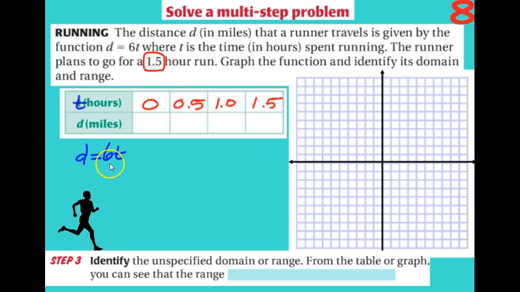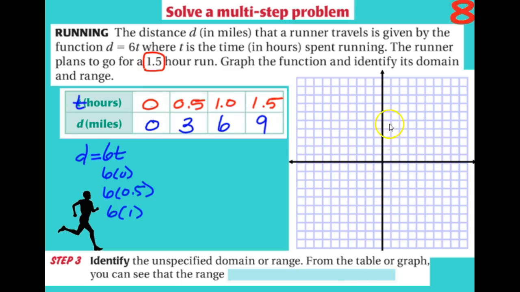So first, if we plug in a 0, 6 times 0 would just be 0. Well, that makes sense. If I haven't spent any time running, that means I haven't gone anywhere. Then 6 times 0.5, or 1/2, half of 6 would be 3, or just use your calculator. 6 times 1 is just 6. If you see our pattern, we're going up by 3 each time, so our next number would be 9.